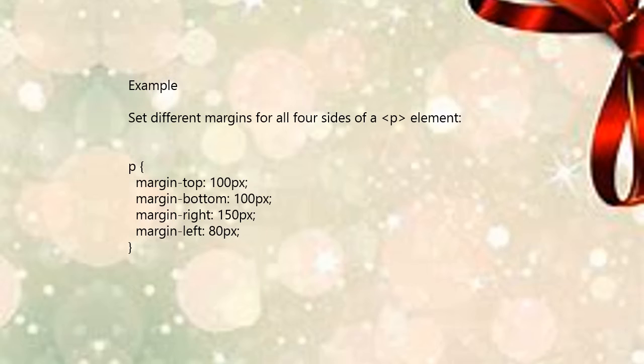Consider, for example, if you want to set different margins for all four sides of a P element, then you can do it this way. P, margin top, set the margin as 100 pixel. Margin bottom, margin right and margin left as shown.